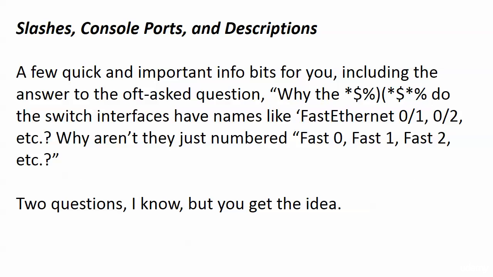Speaking of interface names like Fast Ethernet 0/1 and that kind of thing, where do we get those names from? Why don't we just call them Fast Ethernet 1, Fast Ethernet 2, that kind of thing? Going to have that information for you along with a little more on console ports and some port descriptions. That's coming up next.